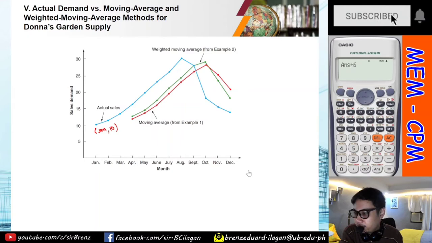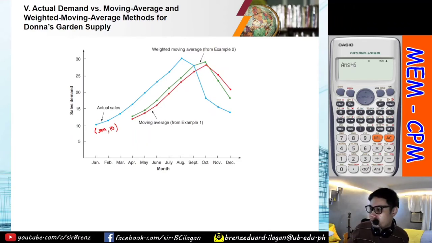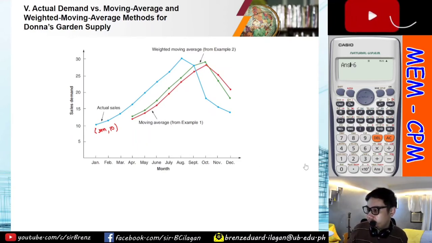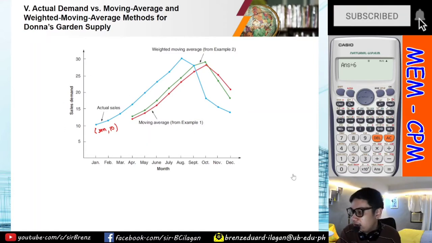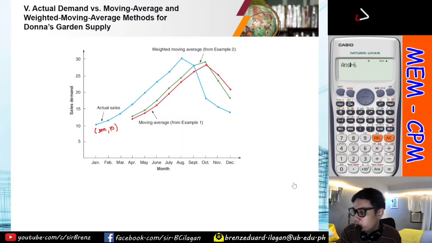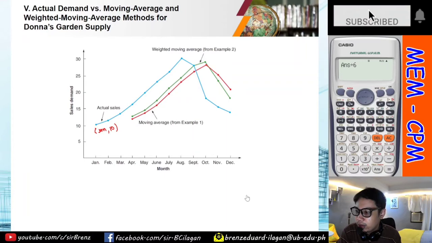And then for number 3, so moving averages require extensive records of past data. So, dito sa illustration again, in this figure, so illustrates the lag effect of the moving average model. Okay? So, meron daw lag dito. So, note that both the moving average and weighted moving average lines lag the actual demand.